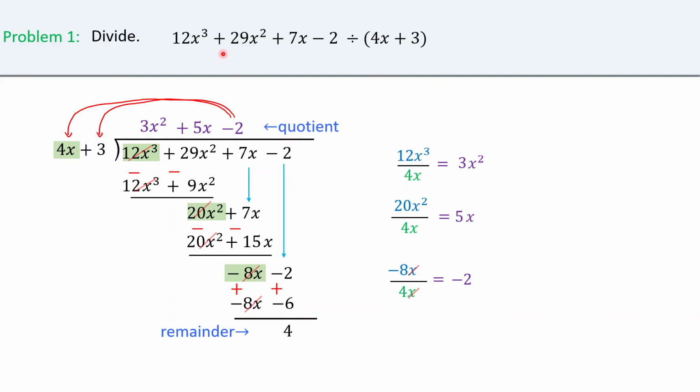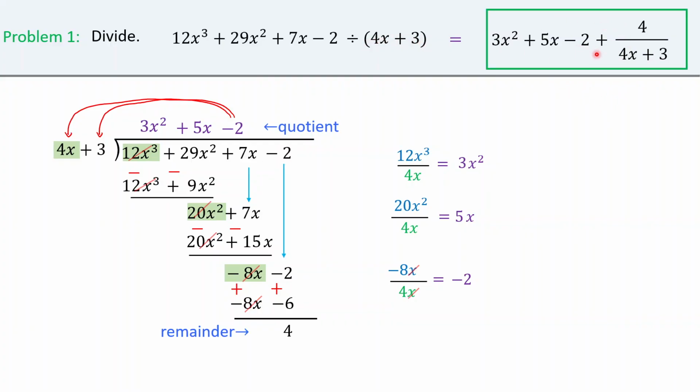Now this polynomial divided by this polynomial is equal to, write the quotient plus the remainder divided by the divisor. This is the final answer.